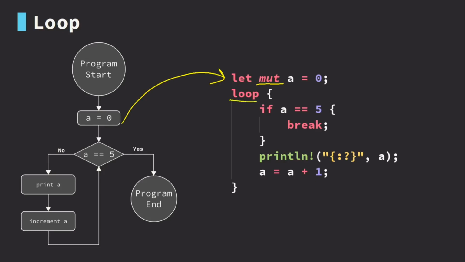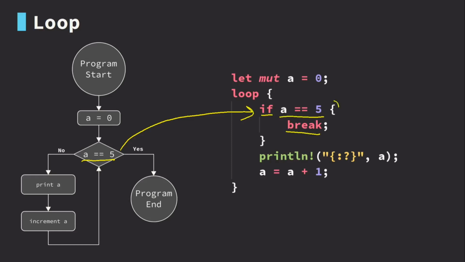Next, we have the loop keyword and some curly braces. This creates a new block of code which will be executed each time the loop iterates. We then close the block using a closing curly brace. Within this block, we have our check if a is equal to 5, and that is here. So if a is equal to 5, we're going to break out of the loop.